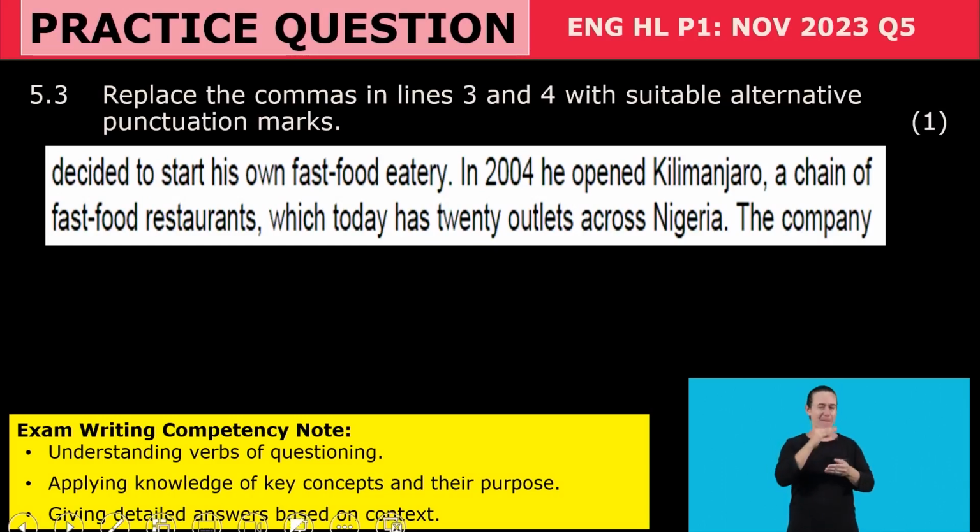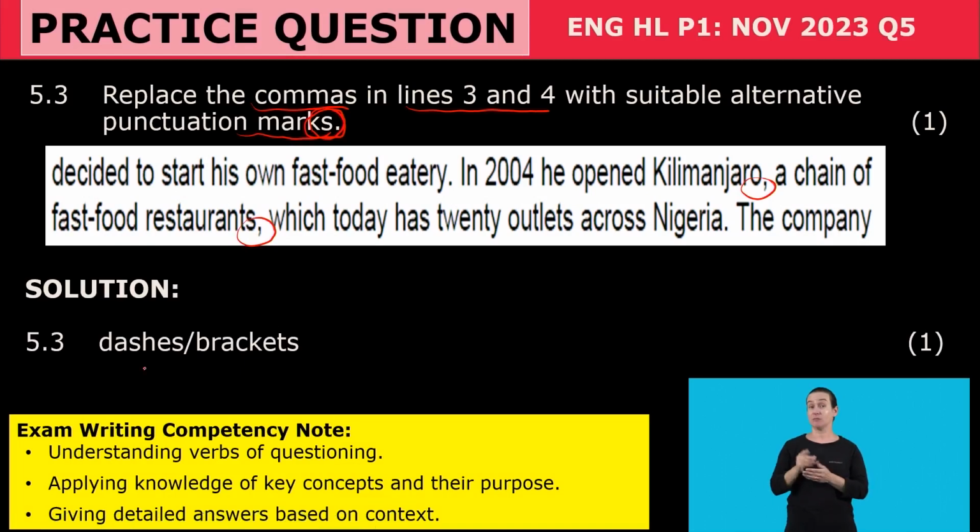Question 5.3, replace the commas in lines 3 and 4 with a suitable alternative punctuation marks. That's very important. So there's also a hint in that question, grade 12. We go to lines 3 to 4. In 2004, he opened Kilimanjaro, comma, a chain of fast food restaurants, comma, which today has 20 outlets across Nigeria. So we know double commas add extra information, and they could be replaced with either double dashes or the brackets.